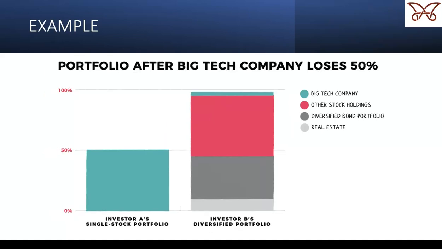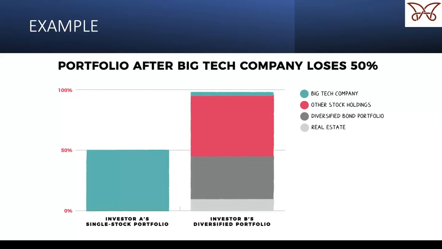Now watch what happens if the big tech company suddenly suffers a 50% drop in value. Investor A's portfolio will also fall 50%. On the other hand, because Investor B has a diversified portfolio, he will only lose a little bit, assuming the portfolio's other investments hold their value. So, we can see that Investor B had a diversified portfolio and hence he did much better than Investor A.